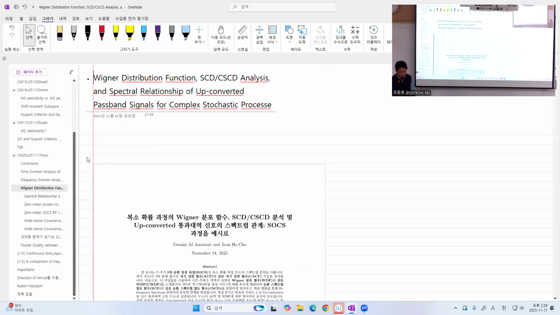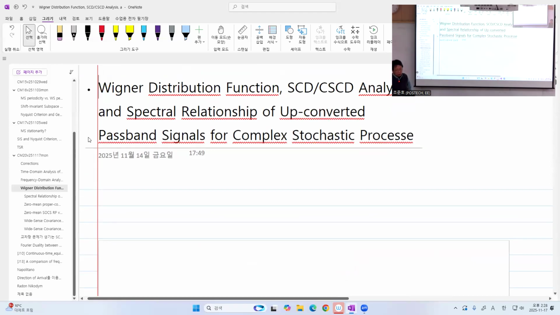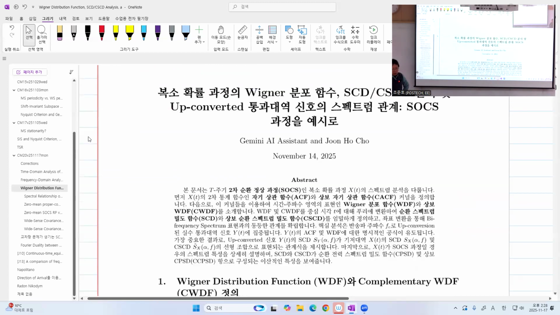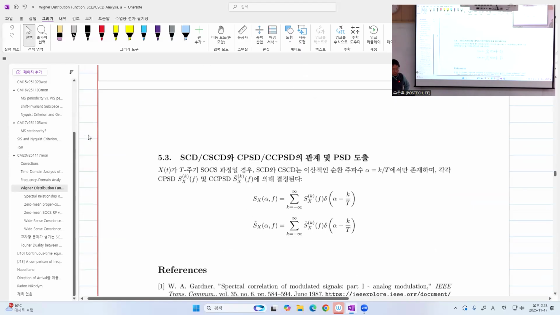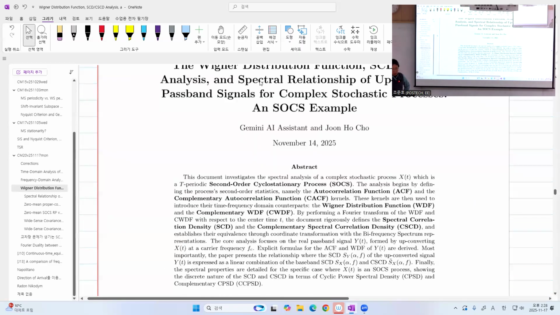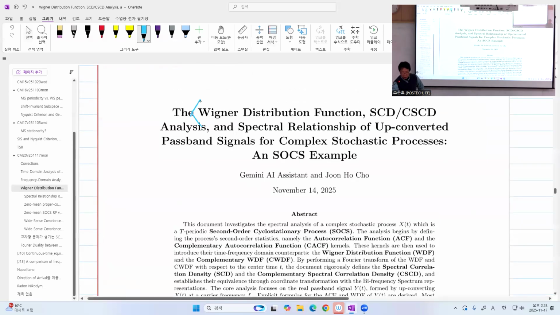Now, let's think in the frequency domain in terms of the Wigner distribution or Wigner spectrum, if you want, or Wigner-Ville distribution. First, here goes the document written in Korean, and here goes the document written in English. So last time, I introduced the Wigner distribution function as a pseudo power spectral density. So you have some relation like this.